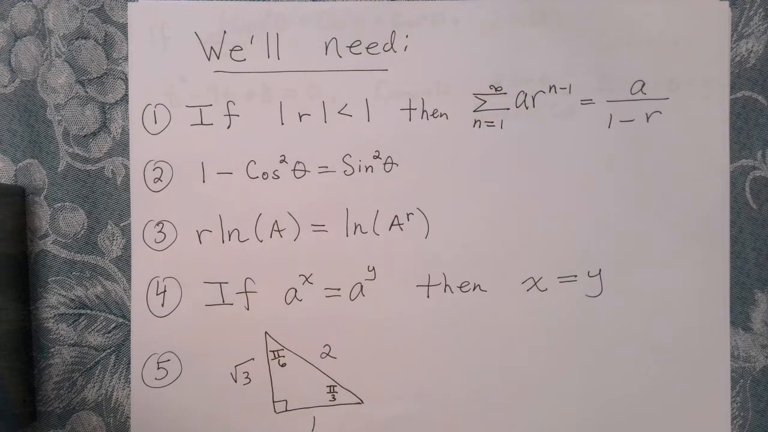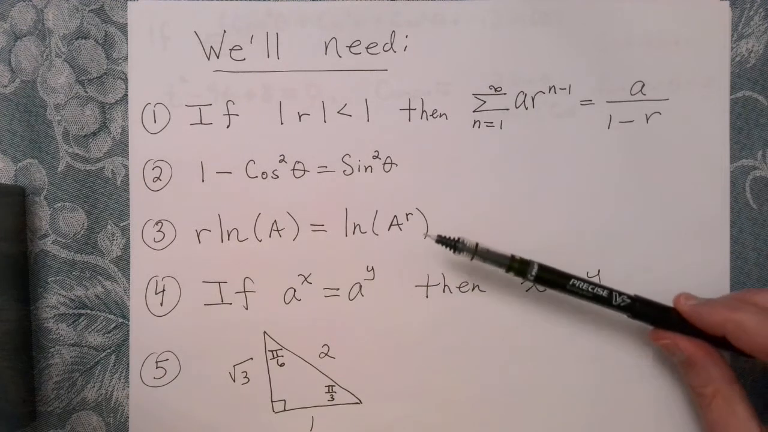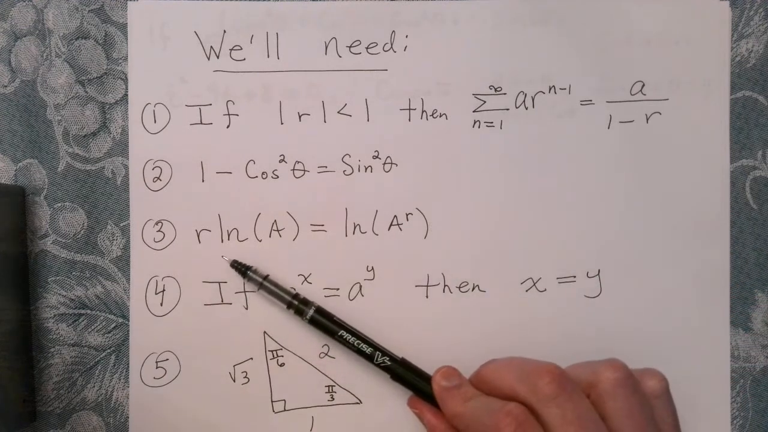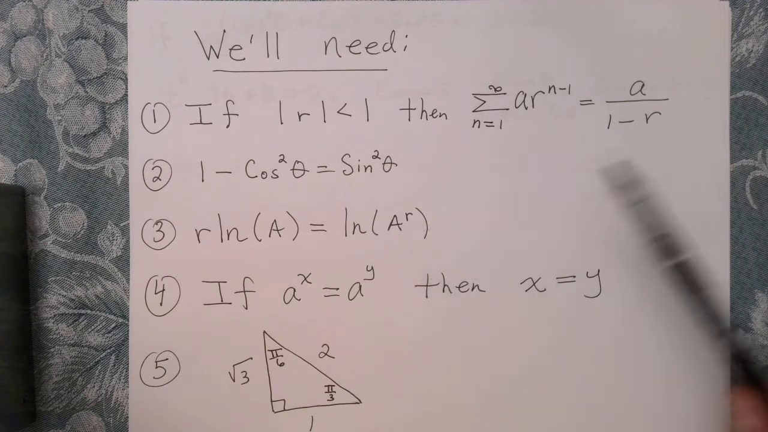For 2, we're going to need that classic Pythagorean identity. So 1 minus cosine squared of theta, well, that's exactly sine squared of theta. For 3, this logarithm property, so r times the natural log of a is equal to the natural log of a to the r power.